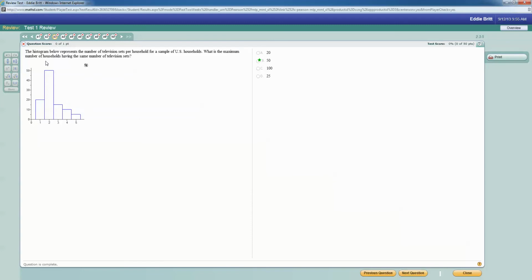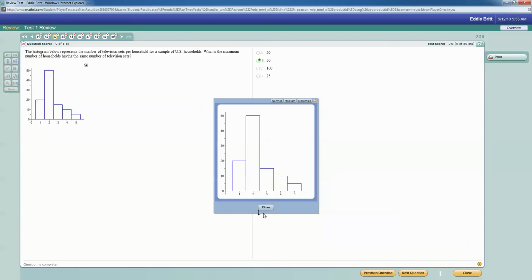What is the maximum number of households having the same number of television sets? Alright, so this shows television sets per household. What is the maximum number of households having the same number of television sets? Maximum number, 50. So 50. That's the biggest.